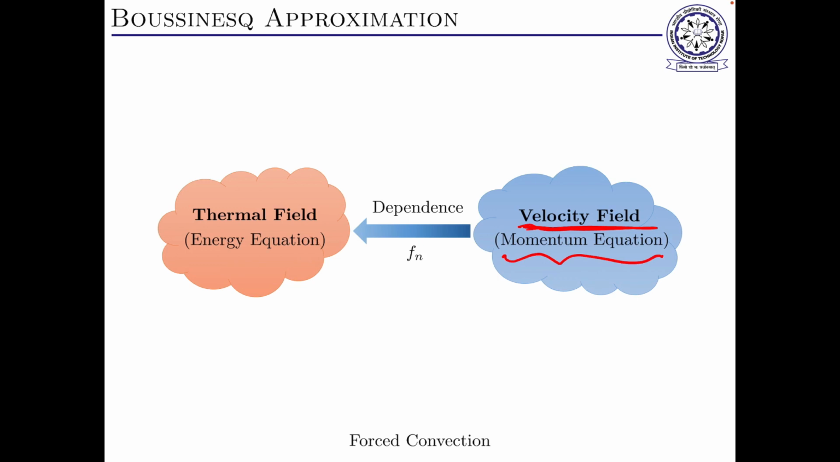And what happens because of this? The thermal field is generated, the boundary layer thickness and how the boundary layer thickness is changing. So there is a dependence. There is a one-sided dependence.